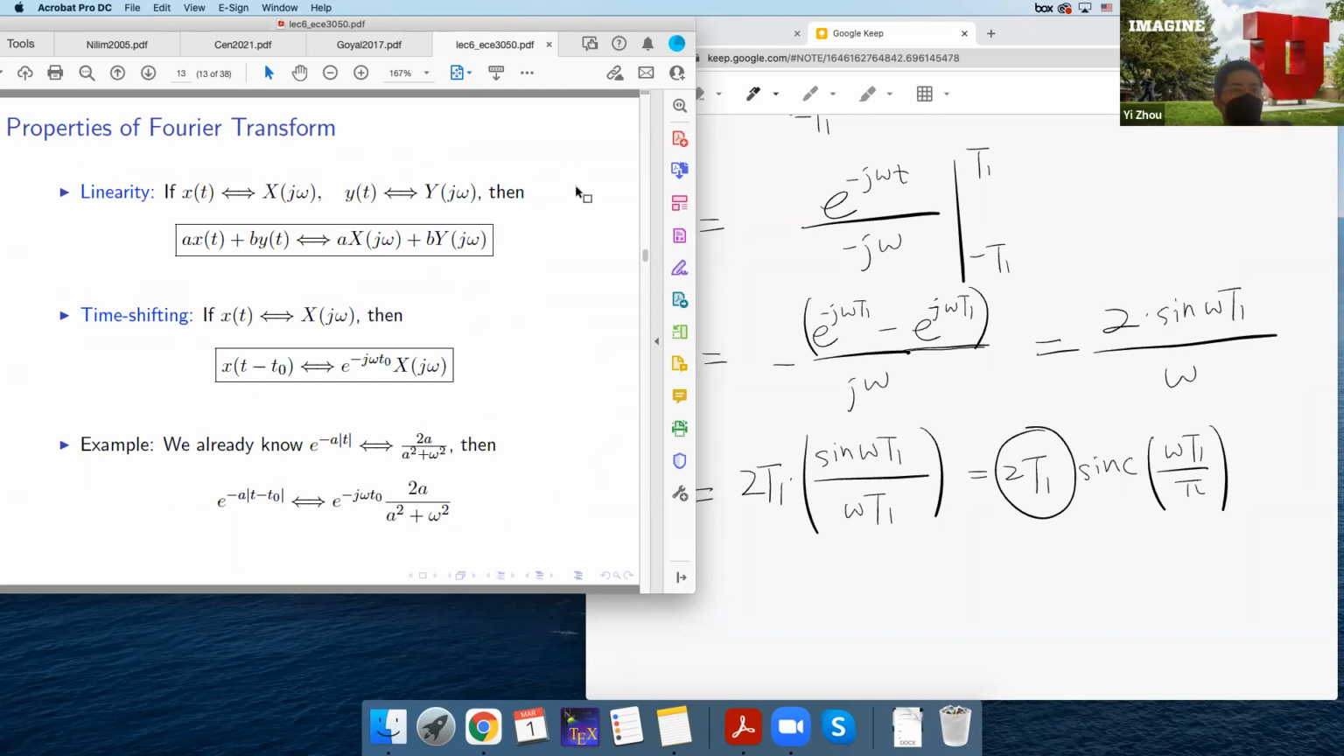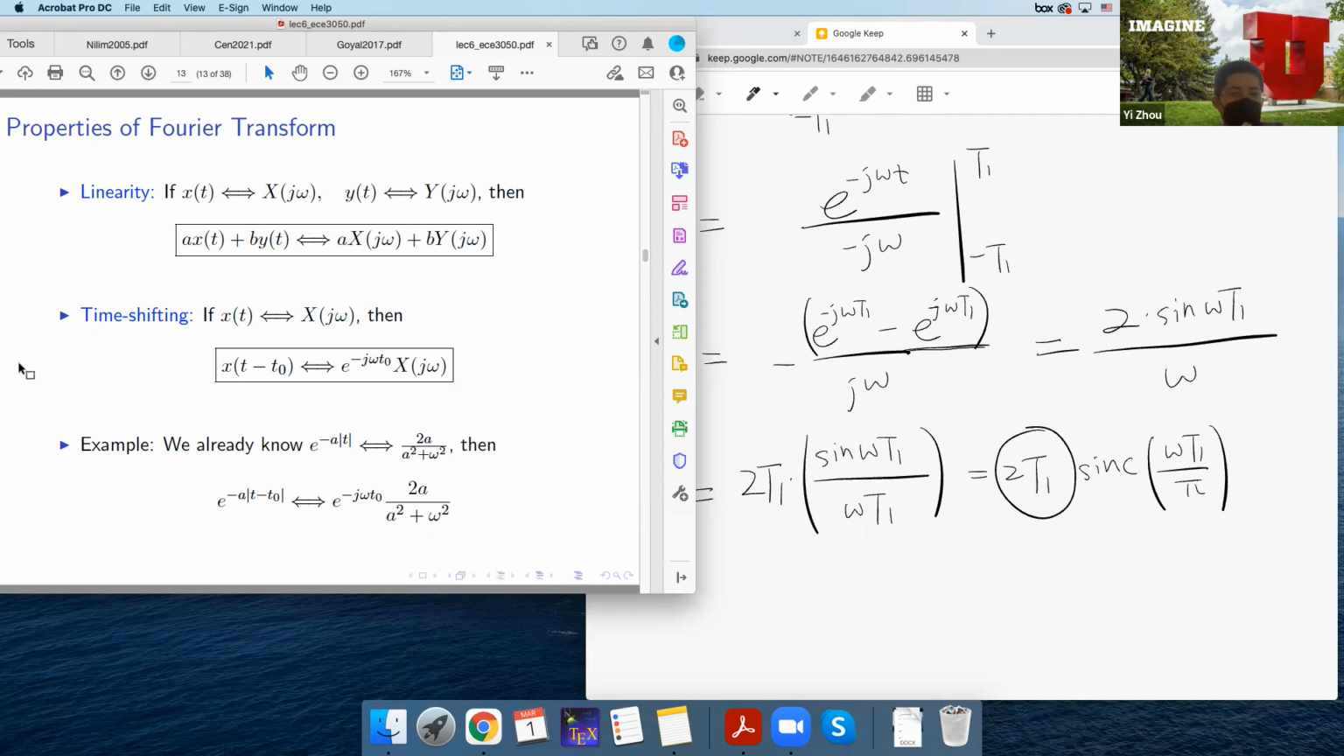And the other properties are very similar to the properties of the Fourier series. But let's visit them here one by one. Linearity is very simple, so I will skip this one. If you linearly combine two signals, the corresponding Fourier transform, the spectrum, is also linearly combined, because the Fourier transform is a linear transform.